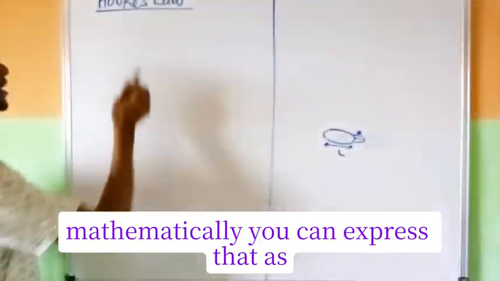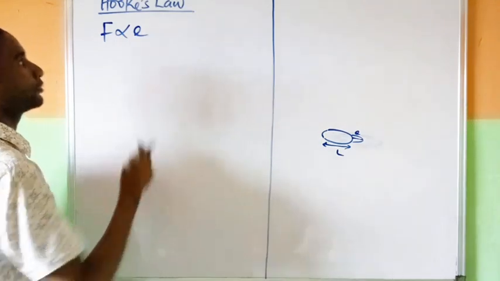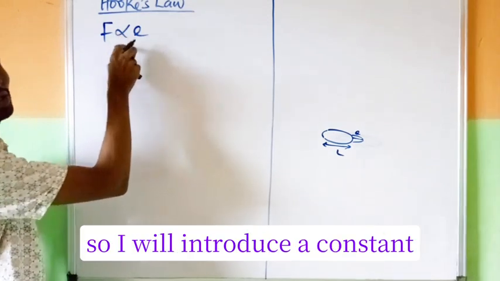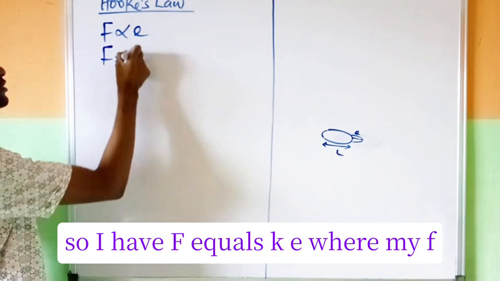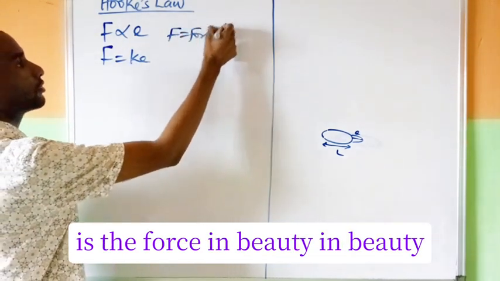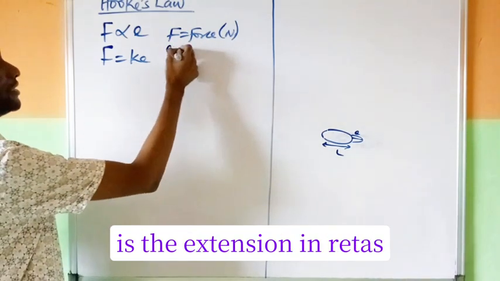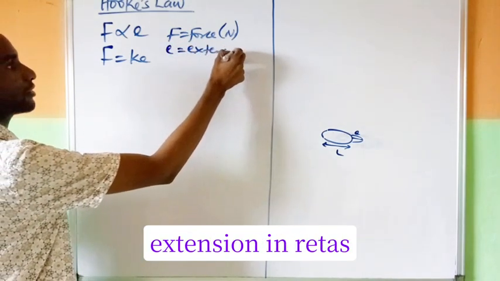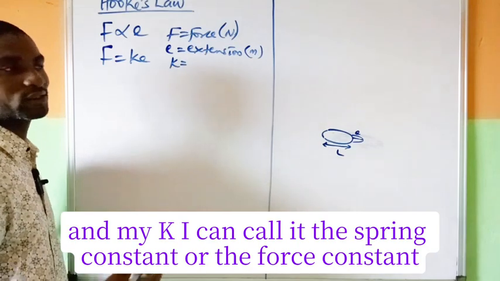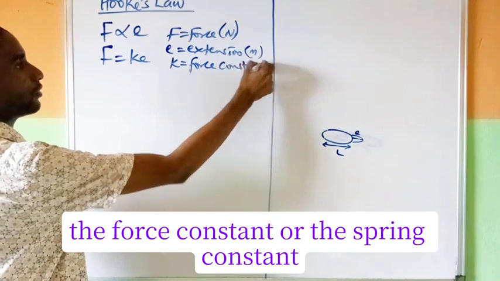Mathematically, you can express that as the force applied is directly proportional to extension. Now, because of this proportionality sign, we need to change it to an equality sign, so I will introduce a constant. So I have F equals KE, where F is the force in newtons, the force of the load. The E is the extension in meters, and K is the spring constant or the force constant.